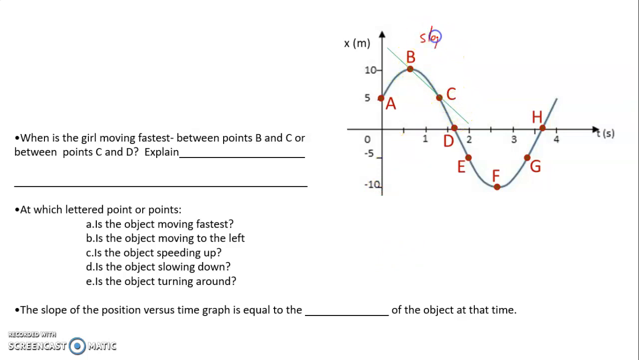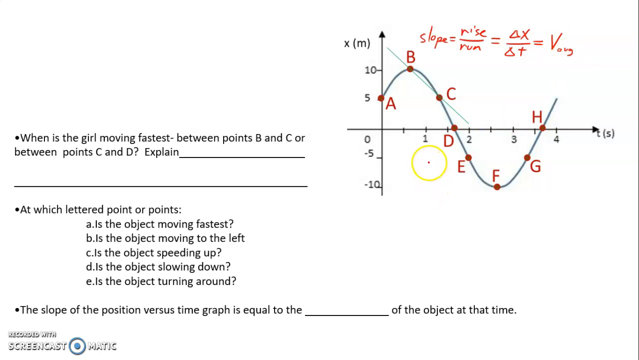We know that slope equals rise over run. And it's not actually a rise here because it's going downhill. That just means that's going to be a negative number. But we also know that rise is the delta x, that's the change in position, and the run is delta t. And then we know that delta x over delta t is the velocity.